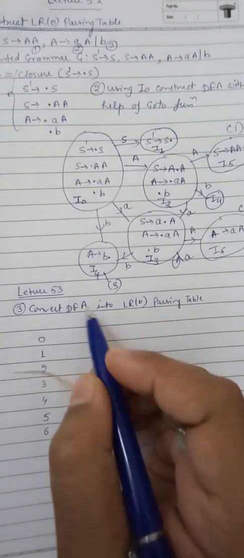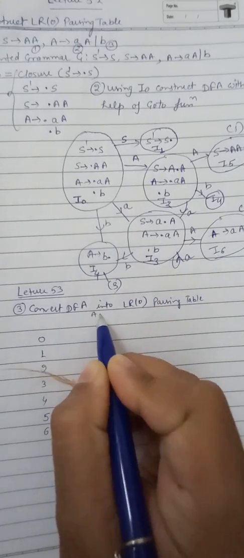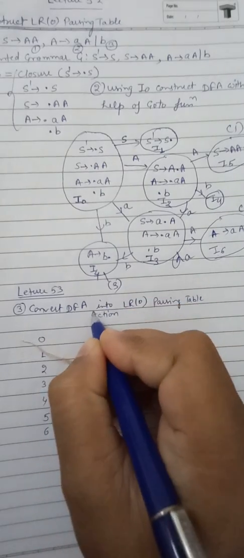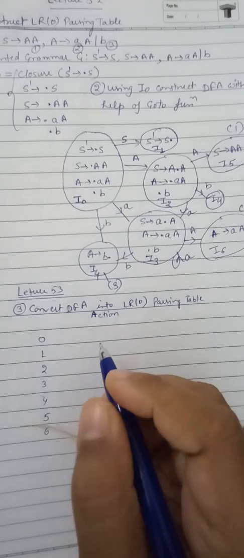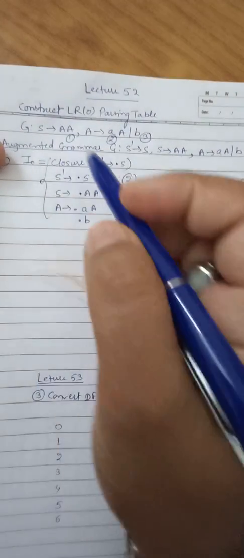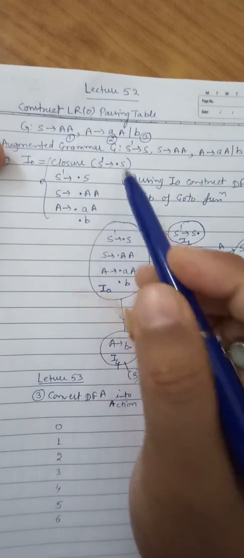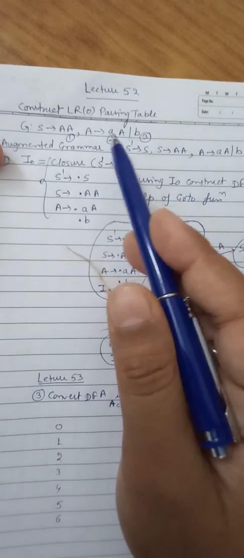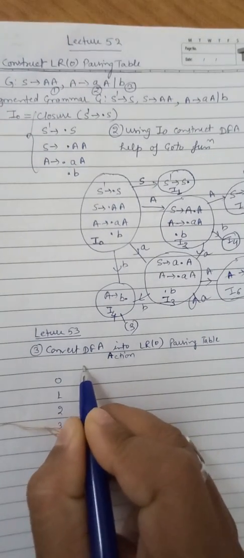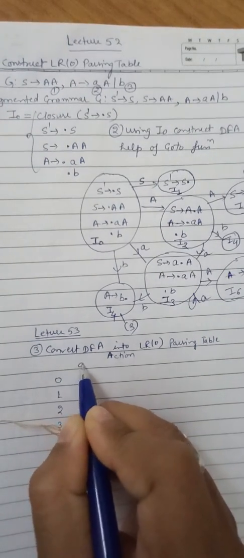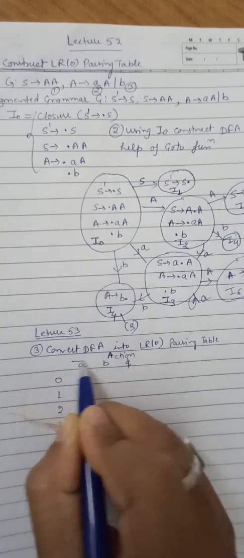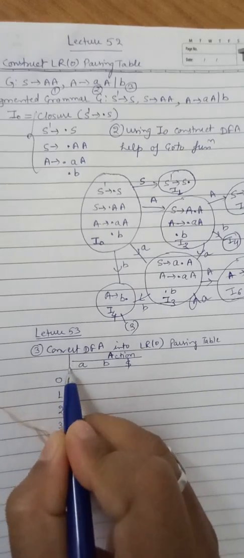After that, what will we write? We will write action. In action, what will we have? The number of terminals. How many terminals do we have in our grammar? A and B. Same grammar I am using because we are doing the same thing. So A, B and dollar for completion purpose.